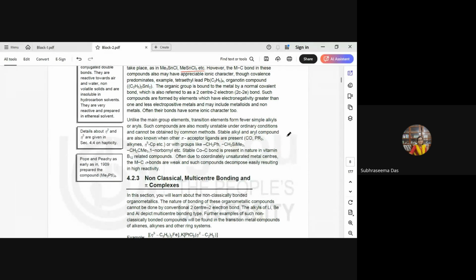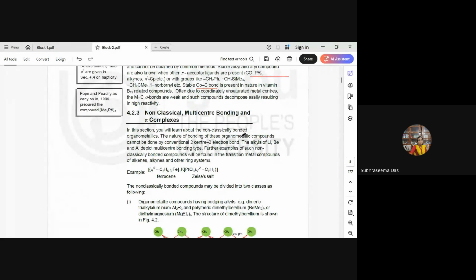Stable alkyl and aryl compounds are also known when other pi acceptor ligands are present, like COPR3, or with other groups like CH2Ph, CH2SiMe3. These are known. Then a stable cobalt carbon bond is present in nature, and that is found in vitamin B12. Often, due to coordinately unsaturated metal centers, the M-C sigma bonds are weak, and such compounds decompose easily, resulting in high reactivity. Then non-classical multi-center bonding and pi complexes.